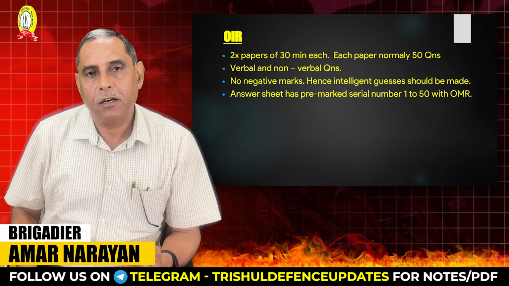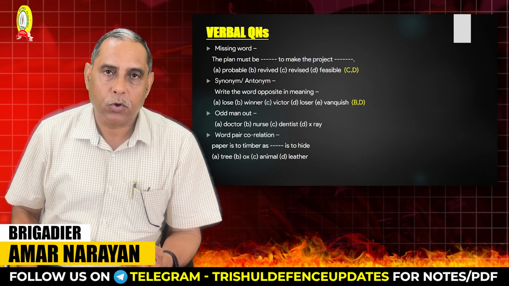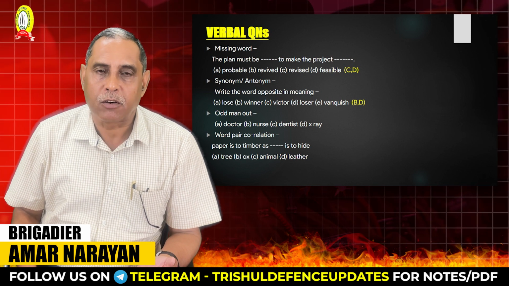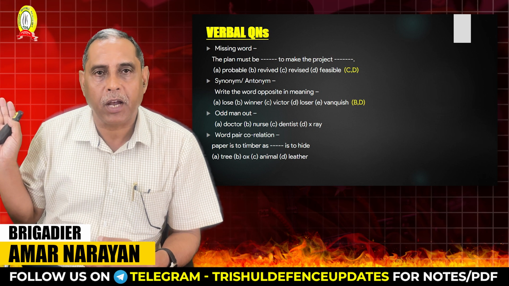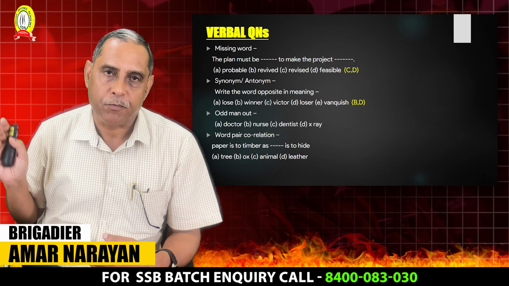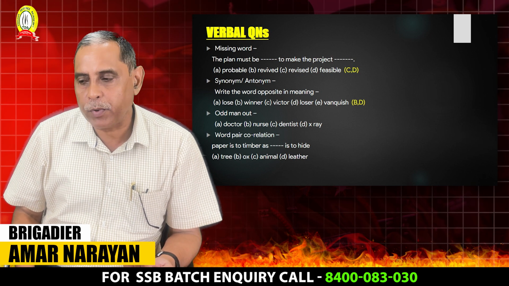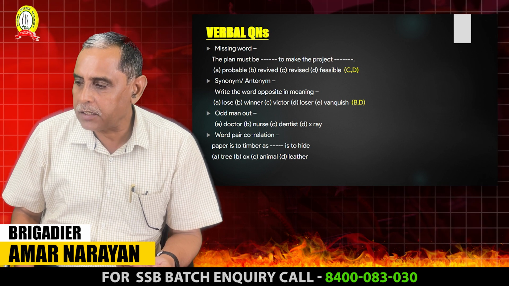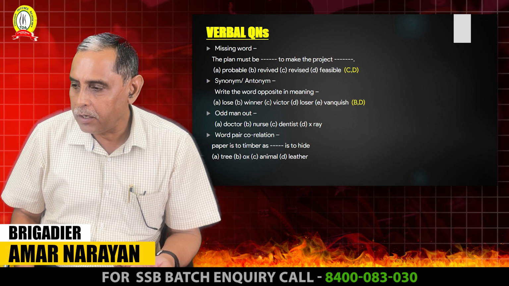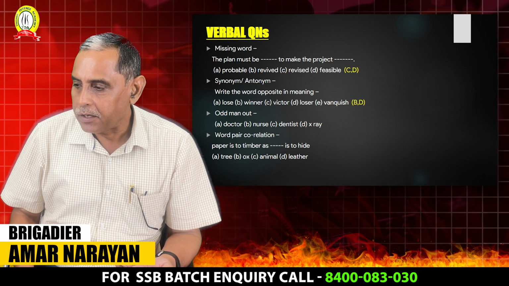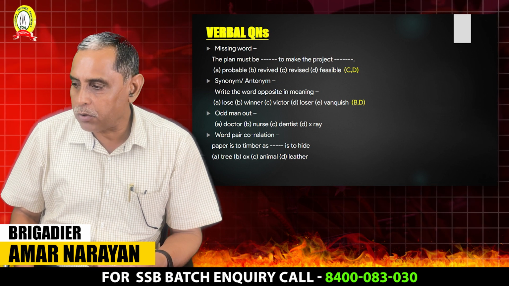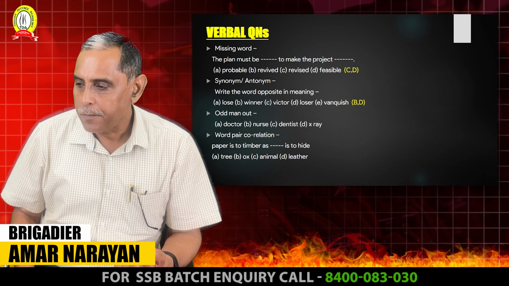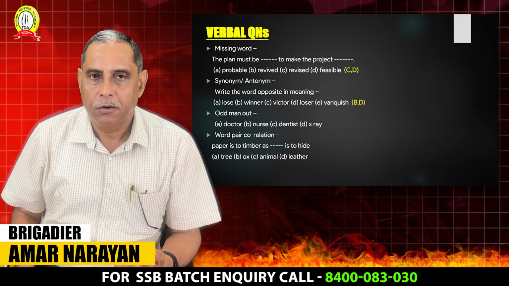So let's take examples of verbal test. So in verbal test, you can have say questions on missing word, like you can see on the screen behind me about the examples for each of them. So an example of a missing word could be something like this: the plan must be dash to make the project dash, and 4 options have been given like probable, reviewed, revised and feasible. So you can make out that the correct answer in this case is revised and feasible, which makes the sentence: the plan must be revised to make the project feasible.